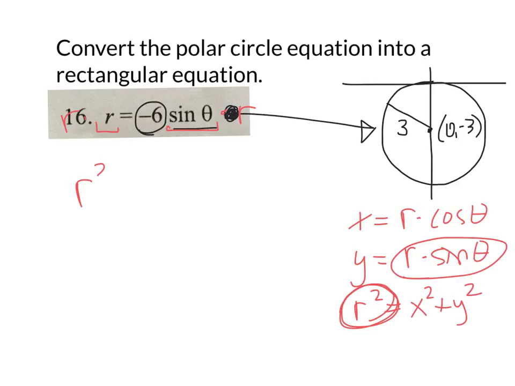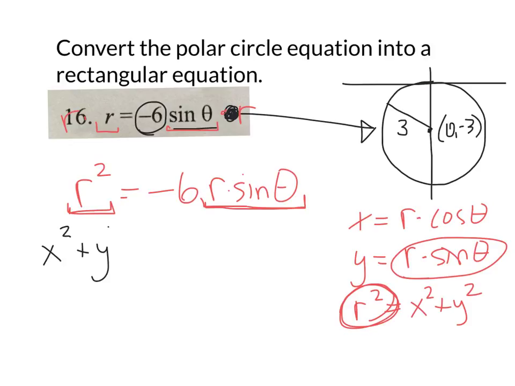That gives you an r squared on the left and a -6r times the sine of theta on the right. So with one quick multiplication, I now have a polar equivalent on both sides of my equation. So I replace r squared with x squared plus y squared, and I replace r sine of theta with y. Everything else stays the same.